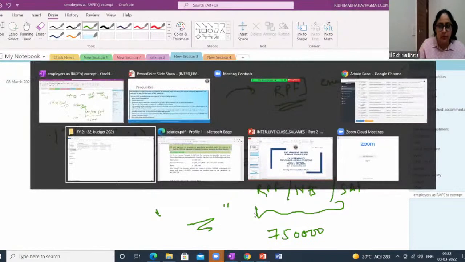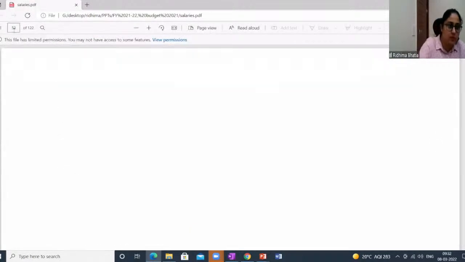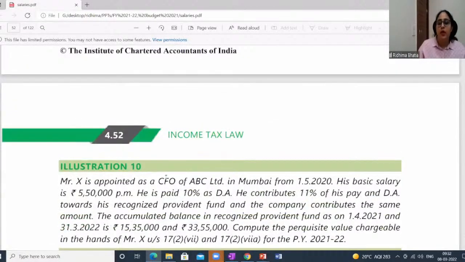So let's take an example. Here, X is appointed as a CFO of ABC Limited in Mumbai from 1st April 2020. His basic salary is 5,50,000 per month. Just look at his basic salary figure. Obviously this 7,50,000 question will come into picture when we are talking about people at a higher salary. He's paid 10% as DA allowance. He contributes 11% of his pay and DA towards his recognized provident fund, and the company contributes the same amount. The accumulated balance in recognized provident fund as on 1st April 2021 and 31st March 2022 is given. Compute the perquisite value. First of all, how much is the salary? 5,50,000 and 10% is DA.